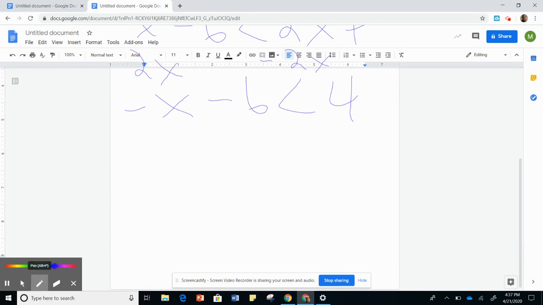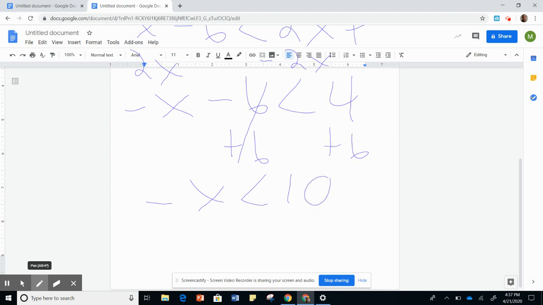All right, we continue. We need to get rid of that 6. So we do plus 6, cancels. Negative x is less than 6 plus 4 is 10. Now you cannot have a negative x for your answer. So you're going to divide by a negative 1, divide by a negative 1. That gets rid of the negative, so x comes down.